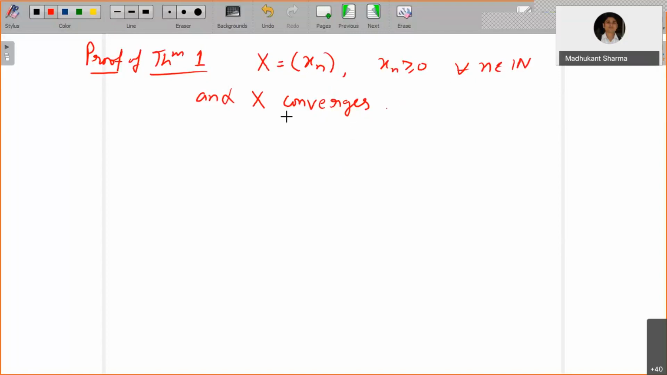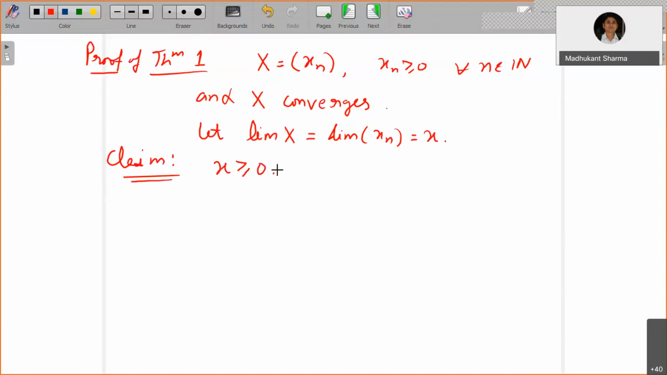So let the limit of xn be x. What your claim is, is that this limit is certainly greater than or equal to 0. That you need to prove. So these are the things given to you and this is your claim. Okay, now how would you prove it? You are going to use contradiction.